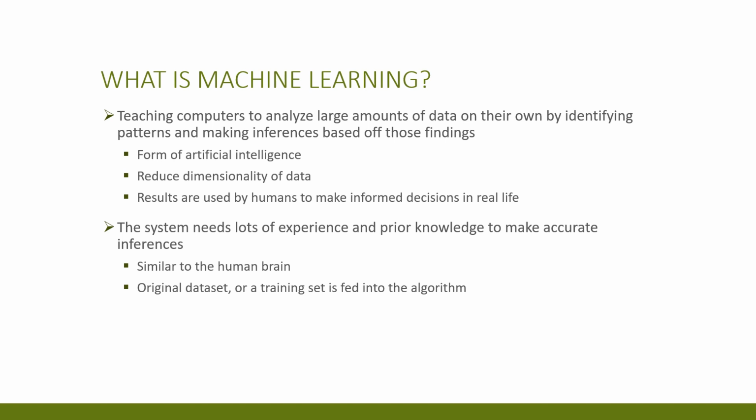For example, you can make predictions about the economy based on historical trends, or you can predict when an athlete may regress based on typical patterns found amongst hundreds and thousands of previously collected data points. The system needs a lot of experience and prior knowledge to make accurate inferences. In this way, it's similar to the human brain. For example, humans learn from their mistakes and learn from the past. When shopping, how do you determine what is a good price? Past experience tells you that. So we feed the algorithm an original data set or a training data set, which is a subset of the original data set.